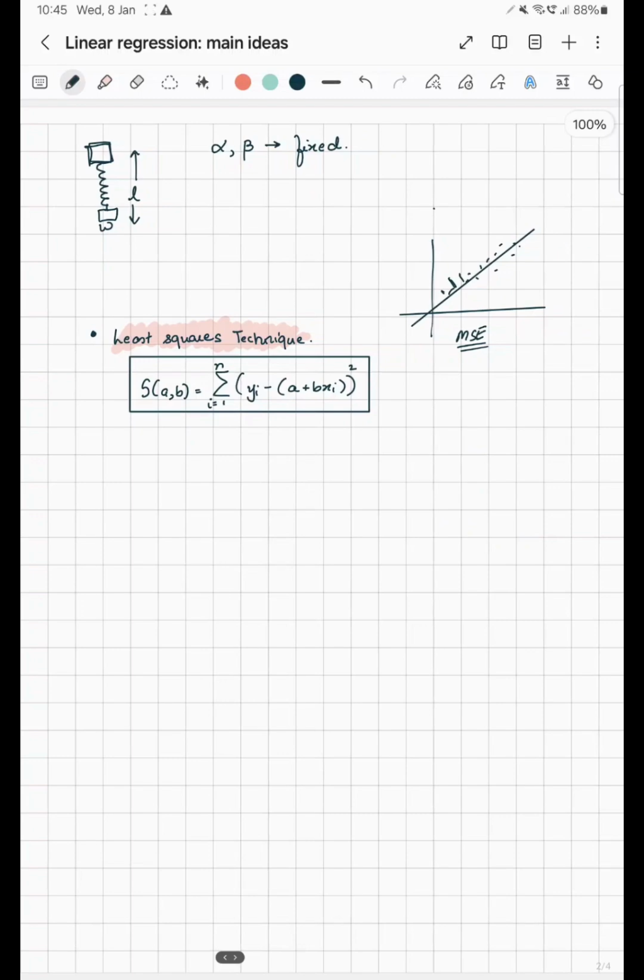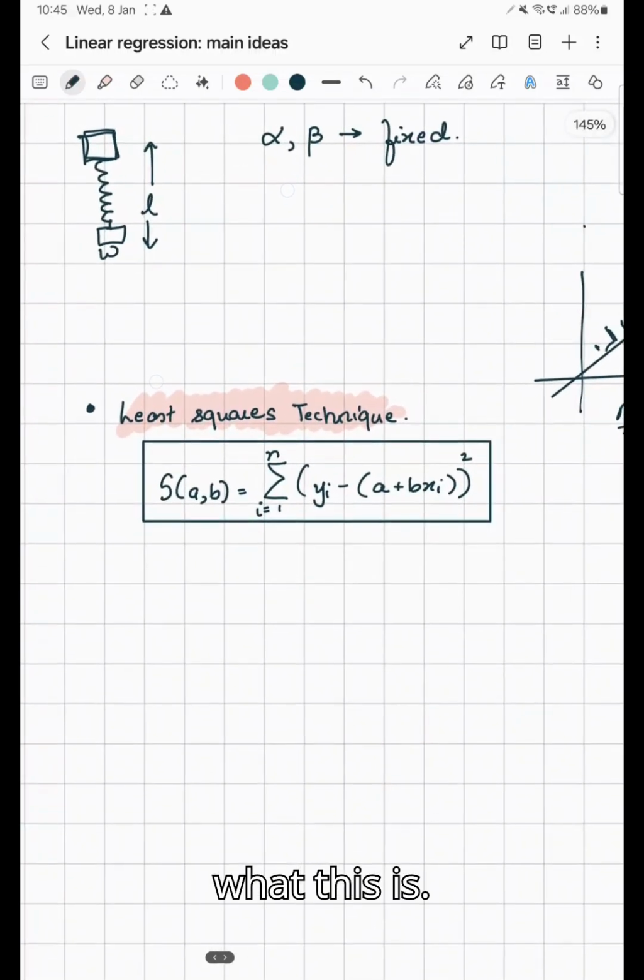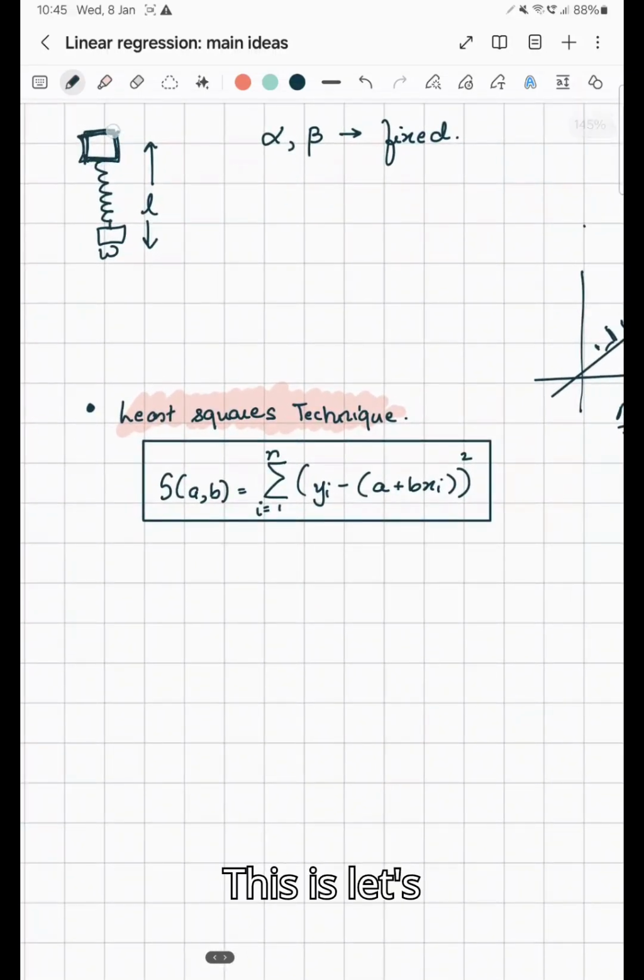Let me explain what this is. This is, let's say, a wall where this weight W is being suspended. This is a spring of length L. We have been told that A and B are fixed, and we get this equation: y is equal to A plus bx plus ei. Now, you may ask, what is this?